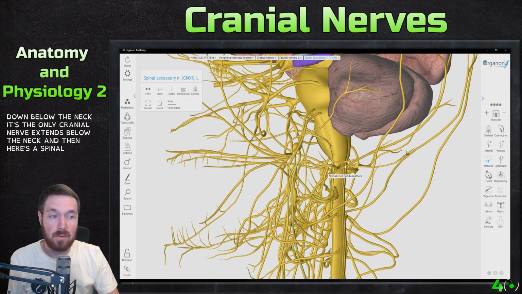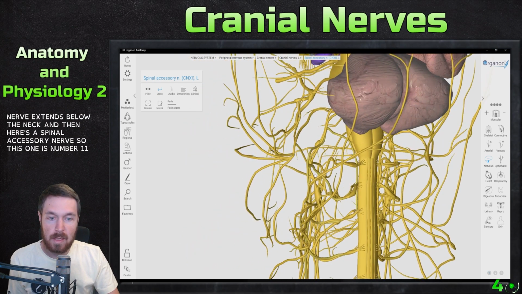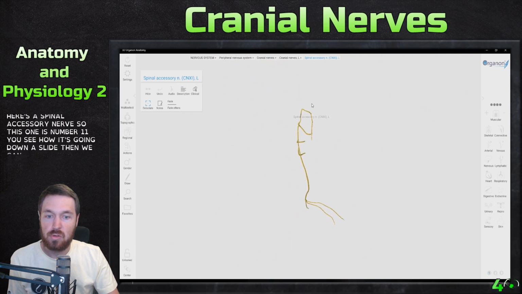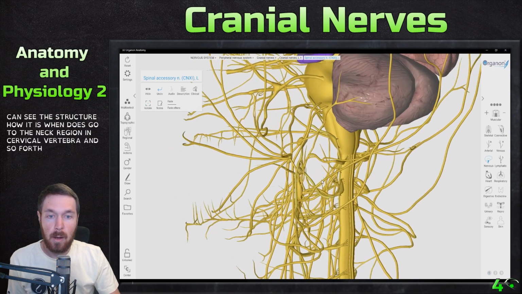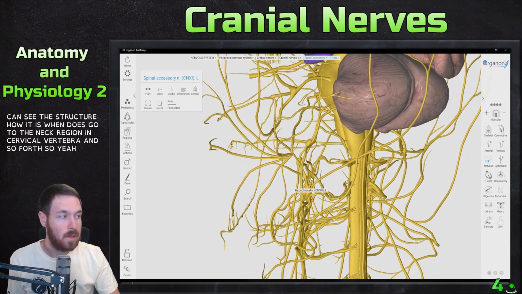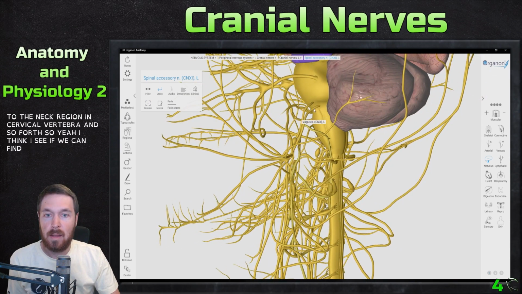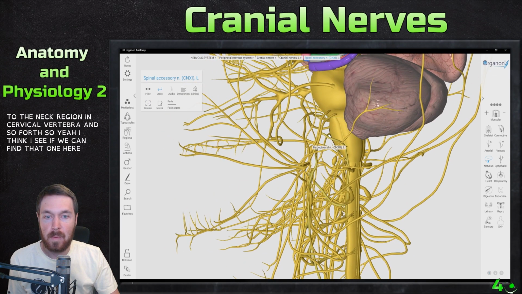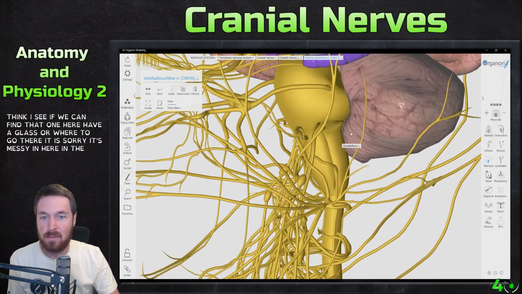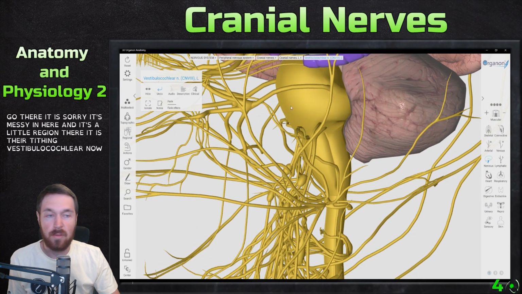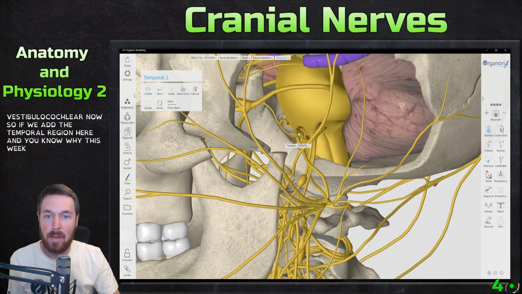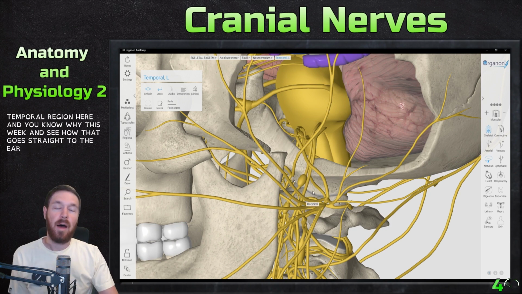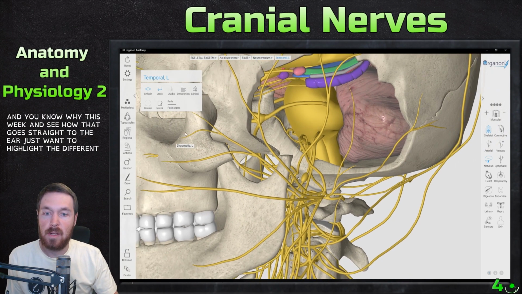And then here's the spinal accessory nerve. So this one is number 11. You can see how it's going down. If we isolate it, we can see the structure, how this one does go to the neck region and cervical vertebrae and so forth. So I think I didn't get vestibulocochlear. Let's see if we can find that one here. Hypoglossal, where'd it go? There it is. Sorry, it's messy in this little region. There it is. There it's hiding. Vestibulocochlear now. So if we add the temporal region here, hide this, we can see how that goes right to the ear. So yeah, I just wanted to highlight the different nerves and then show them on the body.